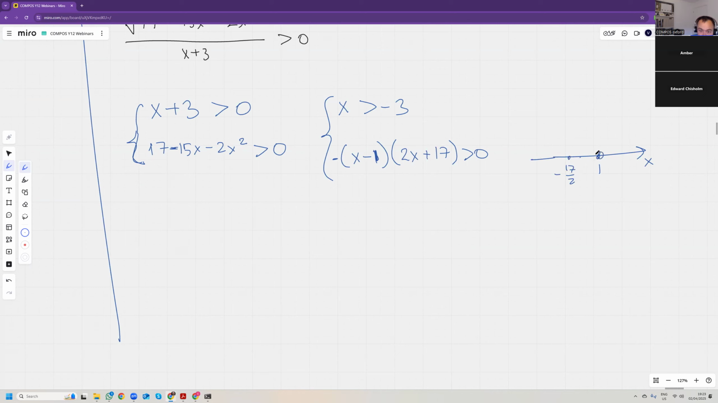-17/2. It's negative, positive, negative because there's a minus, which makes the whole thing negative. So like this. It's greater than 0 between these values. -17/2 is less than -3. So at the same time, it has to be greater than -3. So the answer is that x belongs from -3 to 1, not including. Nice.